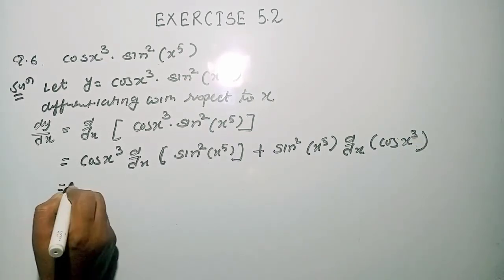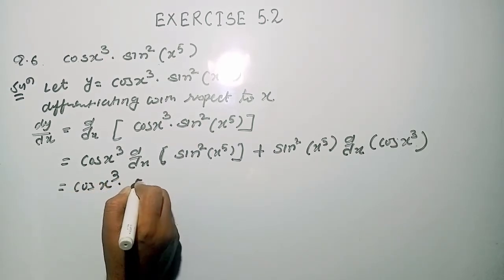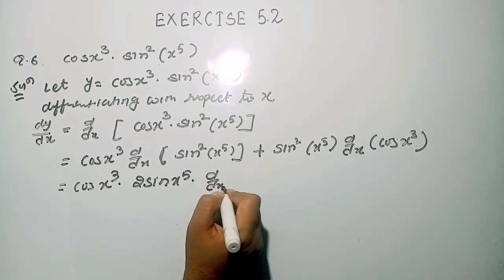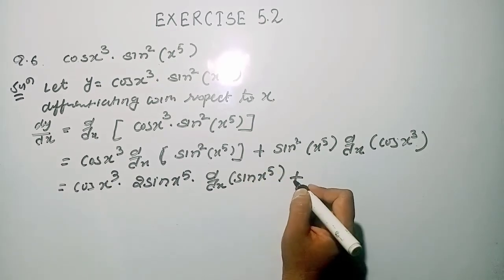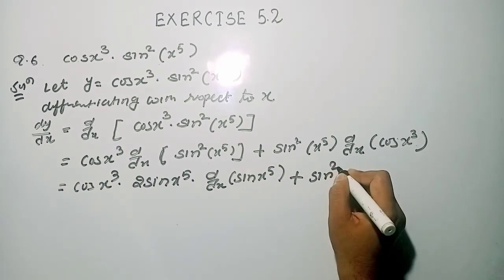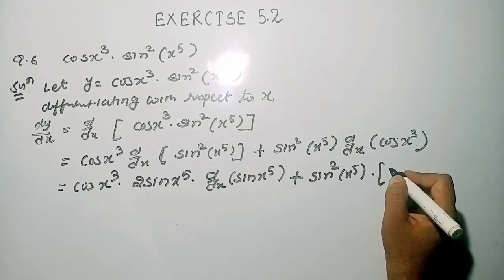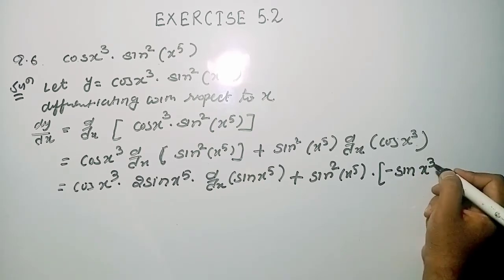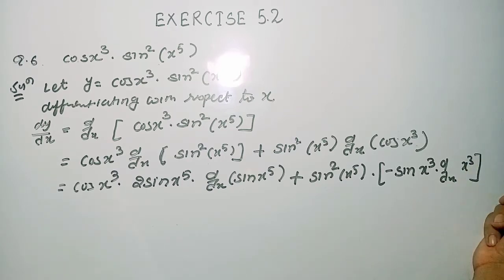Okay students, so what we are getting? Cos x cube, derivative of sine square, so 2 into sine x to the power 5. Again we will differentiate sine, x to the power 5, plus sine square x to the power 5 as it is. Now derivative of cos x cube will be minus sin x cube, and again we will differentiate x cube.